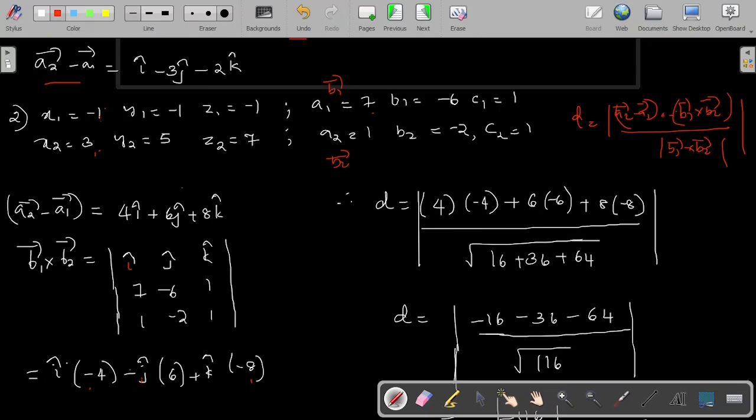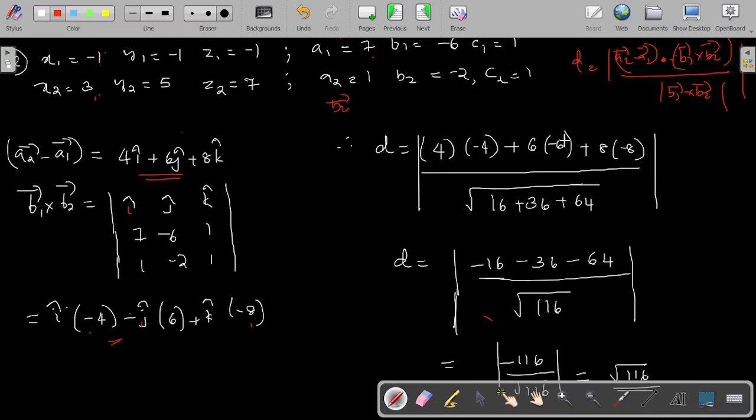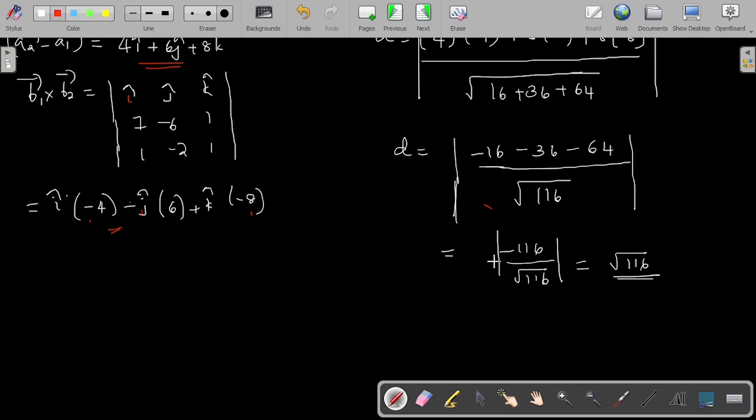Now make use of the same formula, substitute all the values here. So this vector and this vector, corresponding components: 4 into minus 4 plus 6 into minus 6 plus 8 into minus 8, divided by the magnitude of b1 cross b2. So we got square root of 16, 6 square is 36, plus 8 square is 64. So do the simplification: minus 16 minus 36 minus 64 by square root of 116. So you have modulus here, so that makes the negative value positive because distance is positive. 116 by root 116, that is square root of 116.